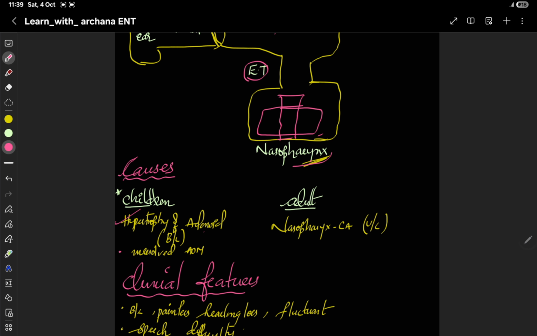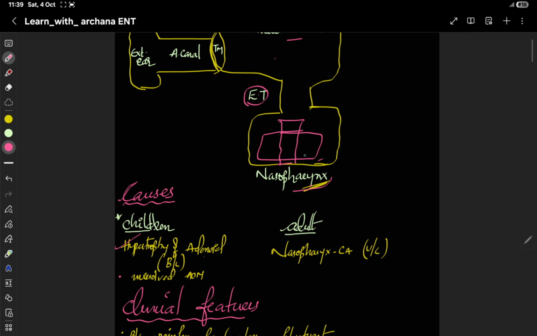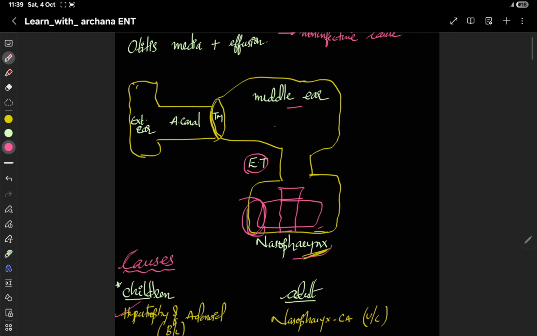In adults, the adenoid becomes atrophied. Okay, then what is the cause in adults? In adults, it is due to nasopharyngeal carcinoma. But nasopharyngeal carcinoma is only unilateral, right? Maybe it's unilateral. So the cause will be nasopharyngeal carcinoma.